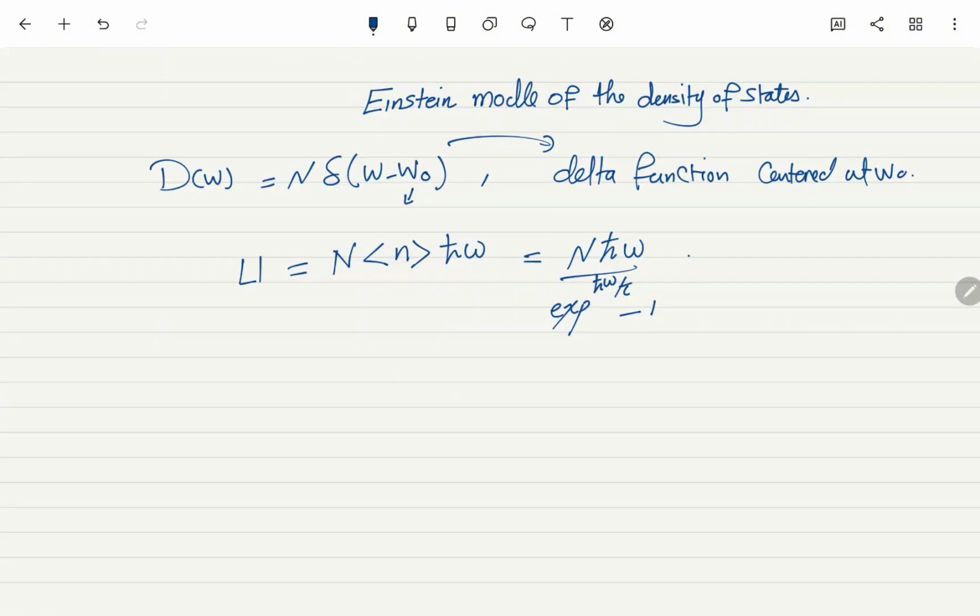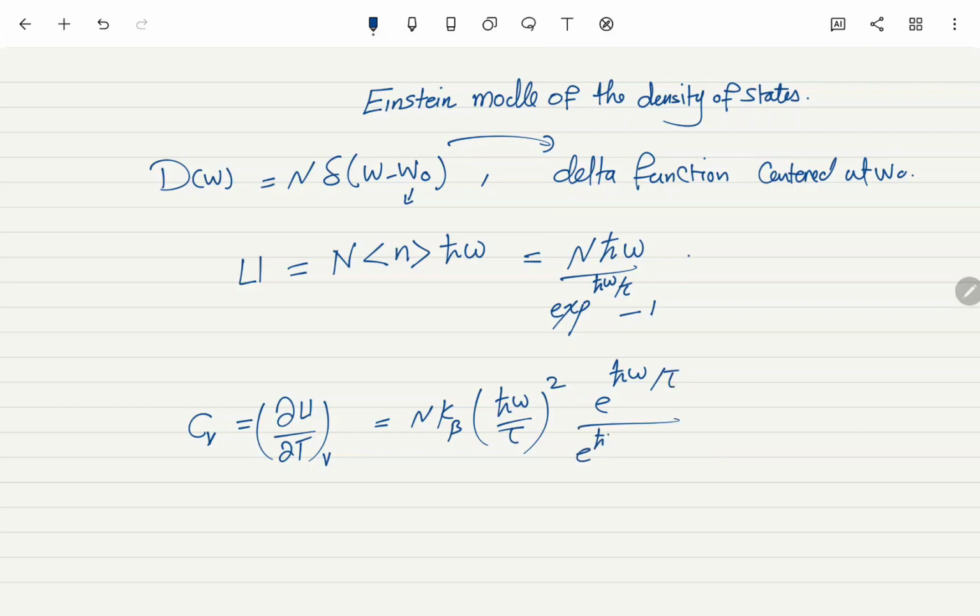Now, once we calculated U, we can calculate heat capacity. So CV in this case is partial U partial T at constant V, and equal to N kB h bar omega over tau square e to h bar omega over tau divided by e to h bar omega over tau minus 1 square. And this is actually the heat capacity using the Einstein model.